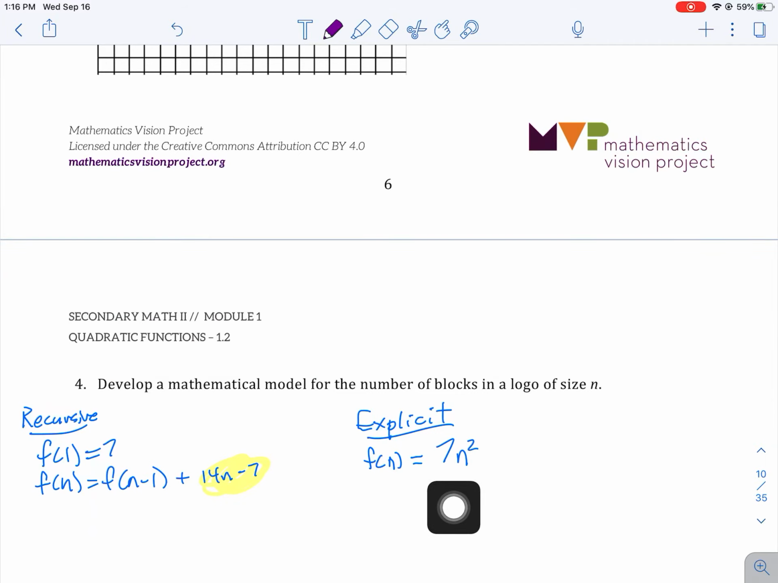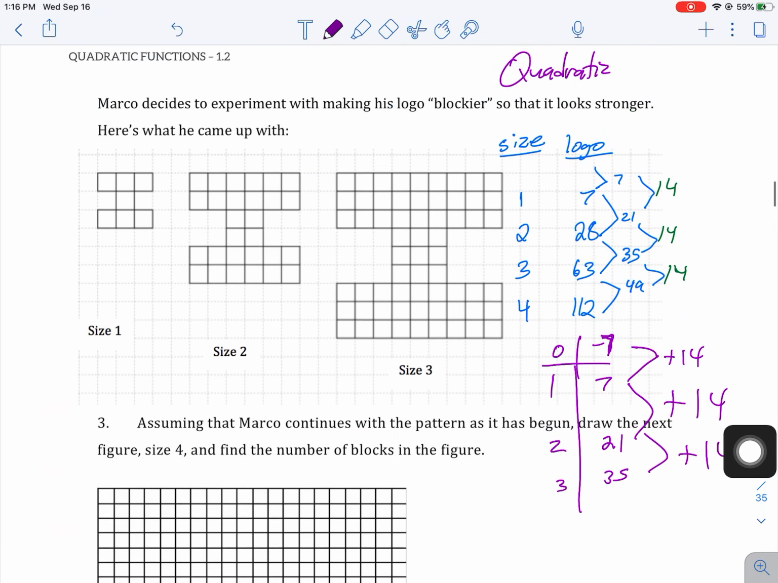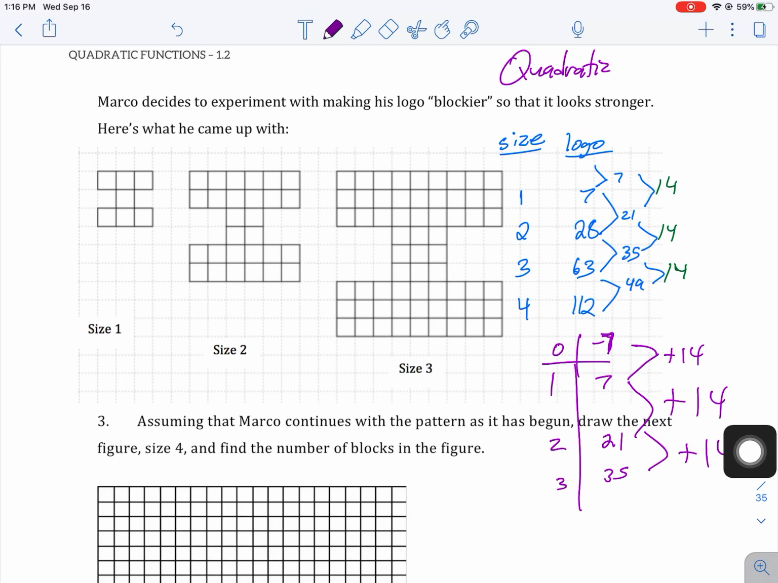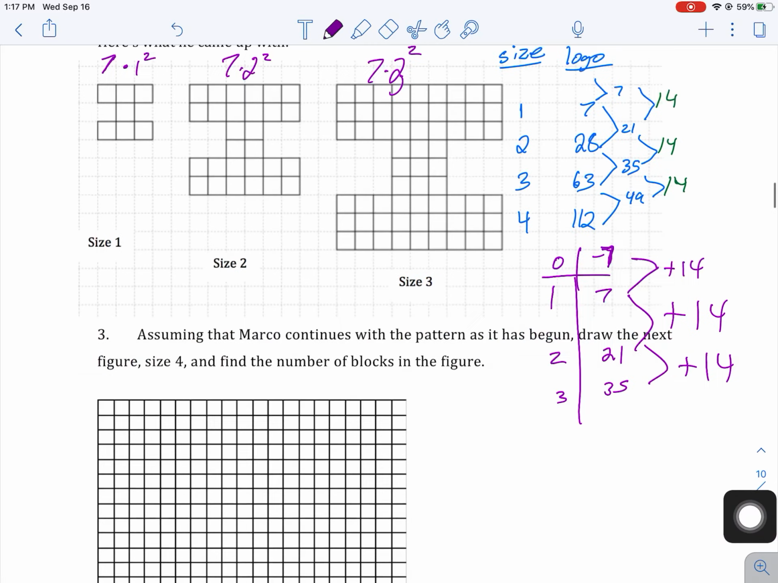The explicit function would be 7n squared, right? And that makes sense if you look at it, there's 7 times 1 squared, 7 times 2 squared, 7 times 3 squared. Okay, and that's how we get to 7, 28, 63, 112.